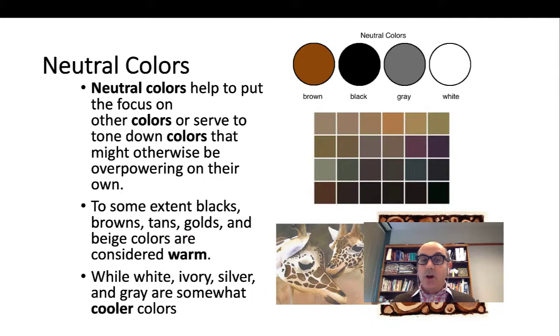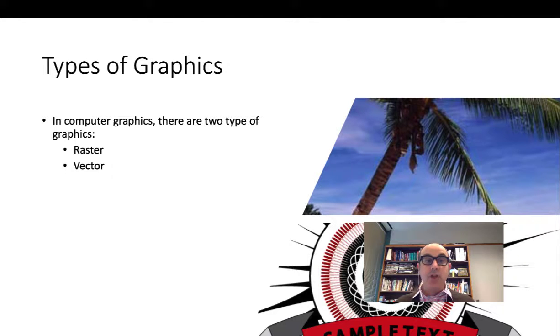We also often talked about natural light or natural colors, and natural colors help to put focus on other colors or serve to tone down colors that might otherwise be overwhelming on their own. So the idea here is that we are trying to use brown, black, gray, and white to have more natural colors in order to guide the user to our visualization.